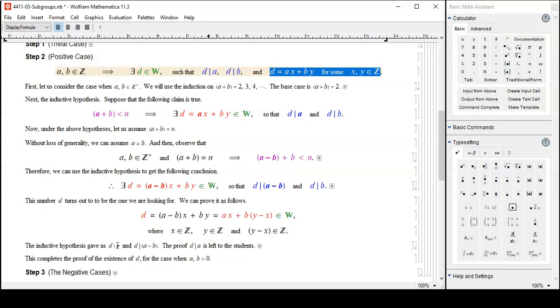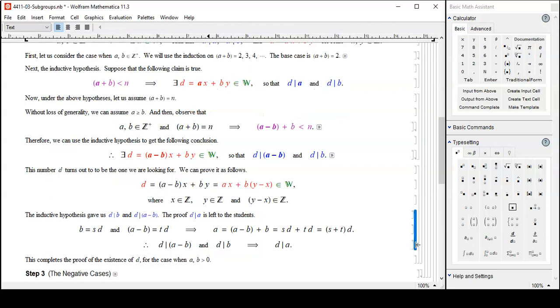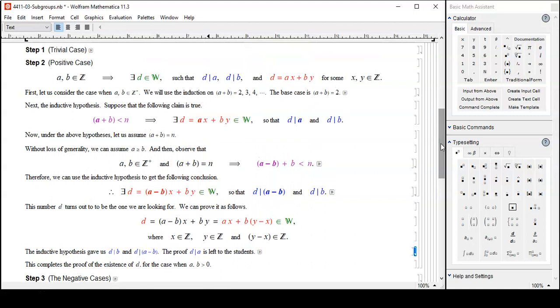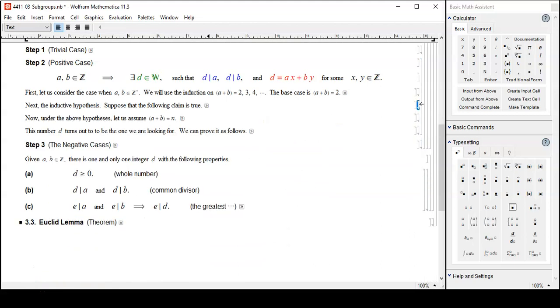Now how about blue? Well, we know that d divides b and d divides a minus b. From those two, can you prove that d divides a as well? If so, then we are through. We already have red and green. That's coming directly from the inductive hypothesis, and this will follow if you prove it. That's left to the students as homework, but as a matter of fact, I have the answer key here. No cheating. It's a homework problem. It's okay. We completed the proof through the strong induction.